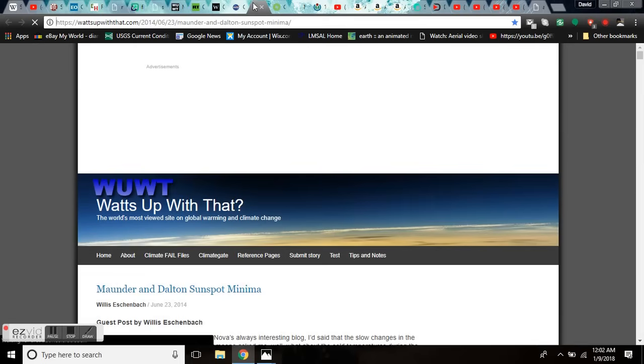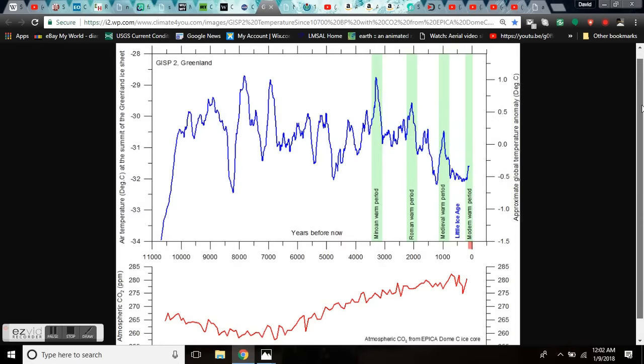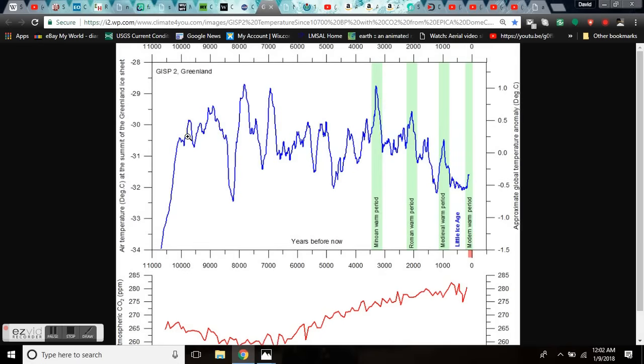This is the GISP2 graph of temperature for the last 11,000 years. You can see all the major minimums. The empires swelling here. This is the Minoan warm, the Roman warm, the medieval warm, our current warm. You can see how much the mainstream is lying about how hot it is. It has been much hotter in the last 3,000 years. Much warmer. And we are dropping off the cliff and about to turn into a straight down pattern.